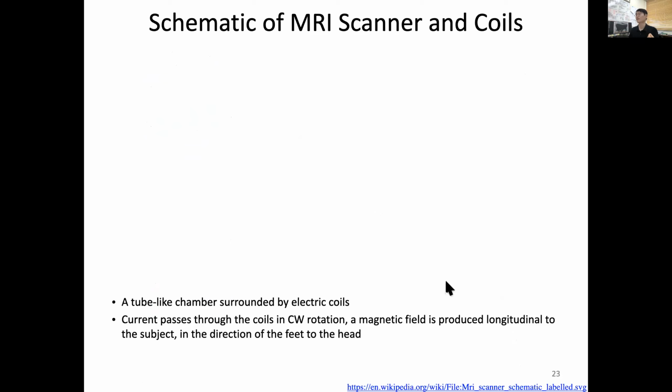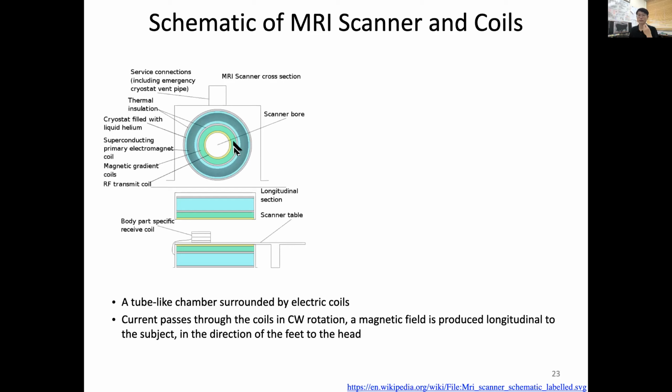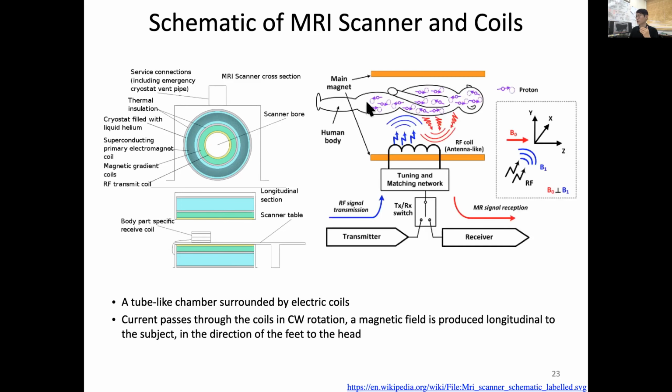So I want to show the schematic of the MR scanner and coils. How many of you have actually put your body into an MRI machine? You will remember it's very loud, and it takes tens of minutes. This is a little busy diagram, but for your own understanding and future reference, I put it here. There's a scanner bore where a human gets in, and there are also insulators and coils. You can see it's a longitudinal section, and there are also body-part-specific receiver coils, for example, for brain MRI. In fact, this chamber looks almost tube-like and is surrounded by electrical coils, which I'm going to show you here.